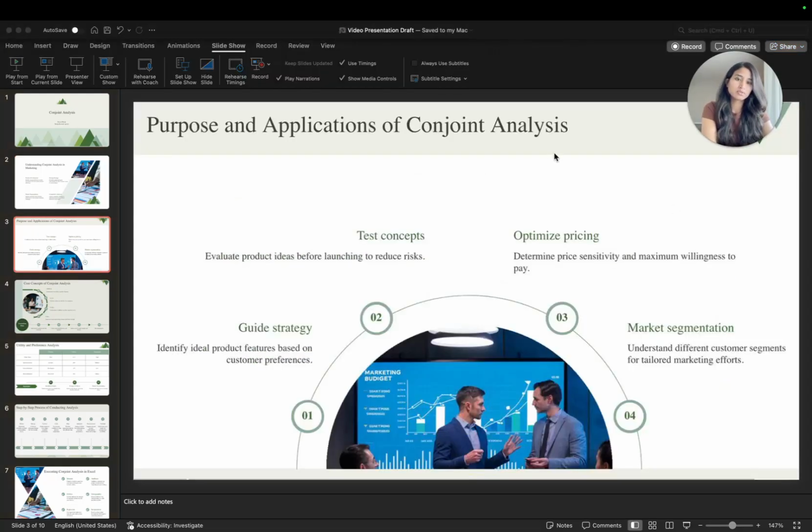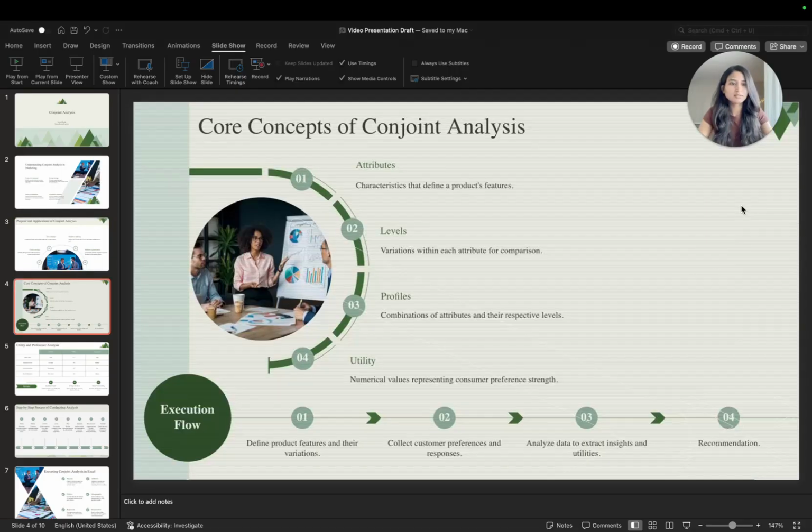The purpose and application of conjoint analysis is to identify product features based on customer preferences. Test concepts depends on evaluating product ideas before launching to reduce risk. Sometimes, even if we do a good customer survey or consumer preference analysis, when we launch products there are chances that the company loses the target market to a competitor. It also determines price sensitivity and maximum willingness to pay. So, with conjoint analysis, companies can segment the market based on preferences and pricing strategies, so that better decisions are made with a good market analysis.